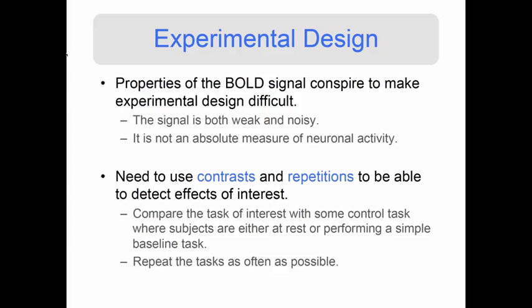So in order to make conclusions, we really need to use contrasts and repetitions to be able to detect effects of interest. So the contrasts are needed because we need to be able to compare the task of interest with some control task where the subjects are either at rest or performing some simple baseline task. And second, because of the weakness of the signal, we have to repeat the task as often as possible so that we can get bigger signal to noise ratio.